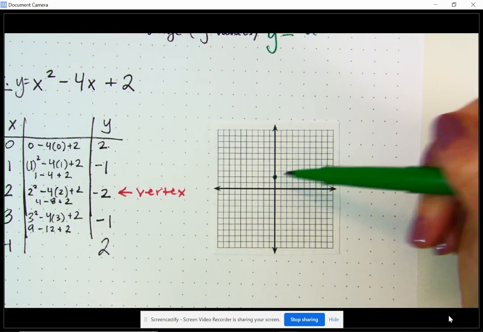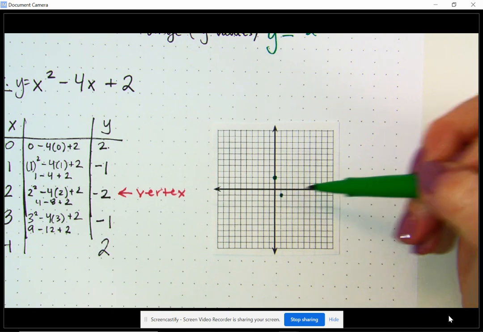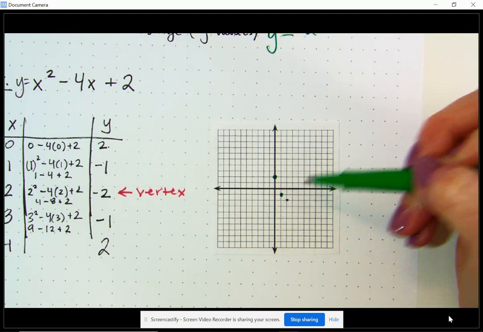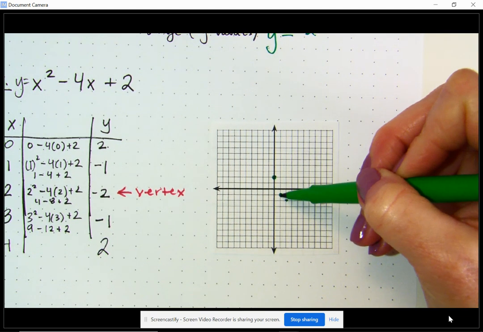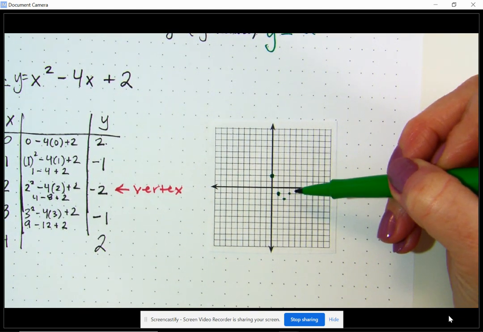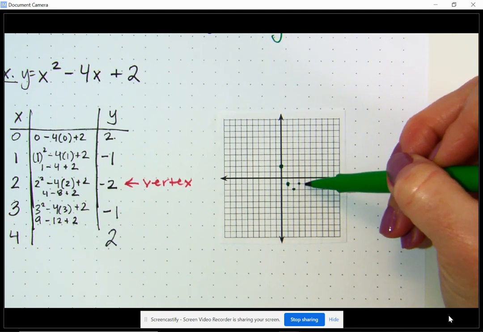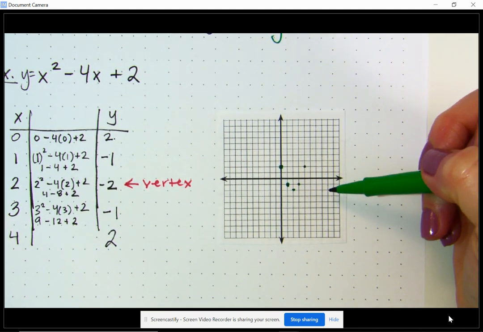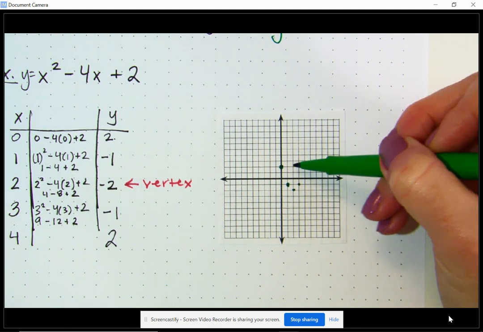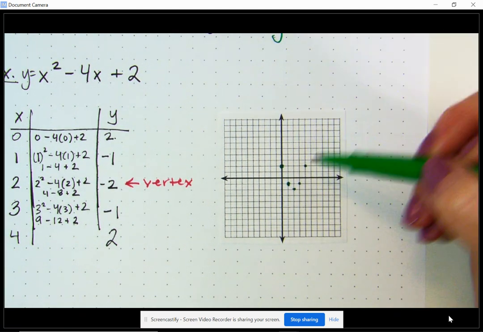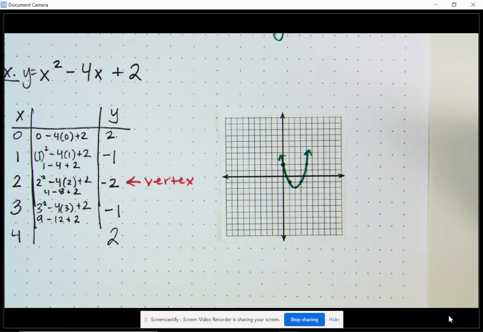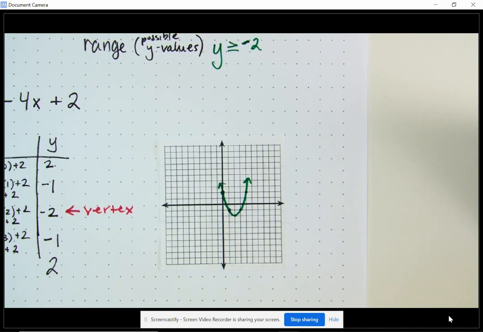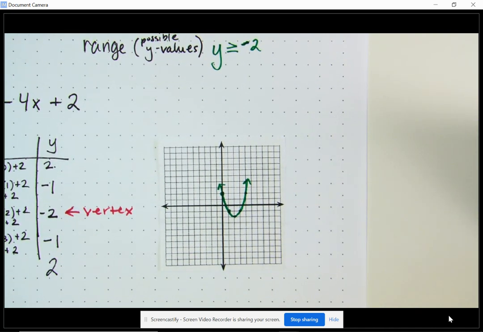So (0, 2), (1, -1), (2, -2). We got lucky. The vertex is exactly the same as the other one. And now I know, even if I hadn't finished the table over here, that my next point would have to line up at y is 2 because I have to create a mirror image situation. Okay, so let's go ahead and draw that. We're going to identify the vertex, the axis of symmetry, the domain, and the range.